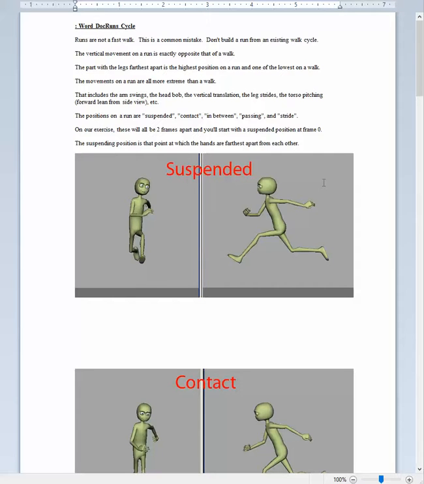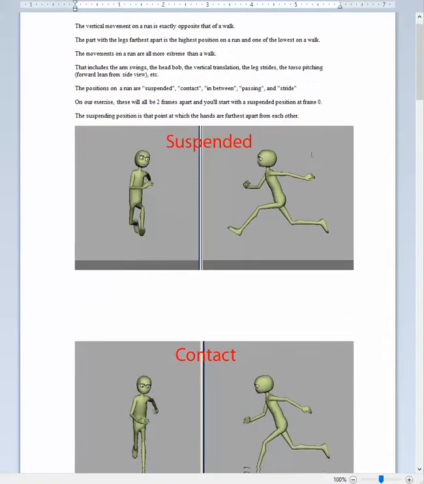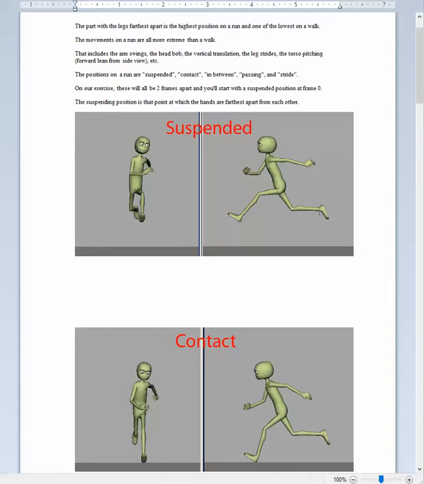First thing first, a run cycle is not a fast walk cycle. That's number one. The main difference, there's many of them, but one of the main differences is at one point both feet are suspended in the air when you're running, and that doesn't happen when you're walking. When you're walking, always one foot is on the floor. They're never both in the air. So that's one of the main differences.